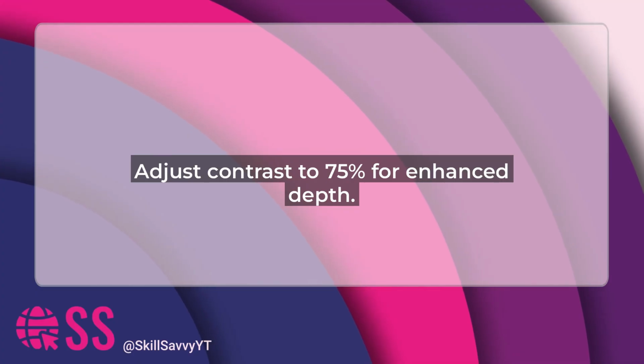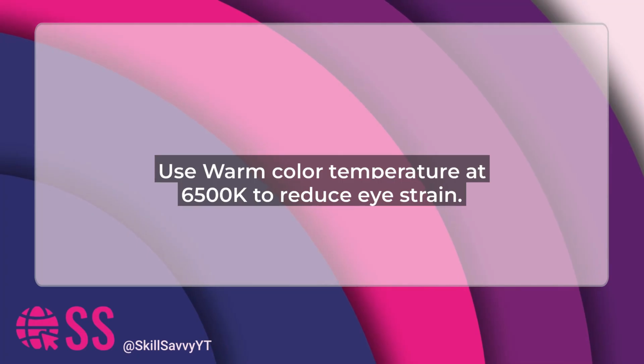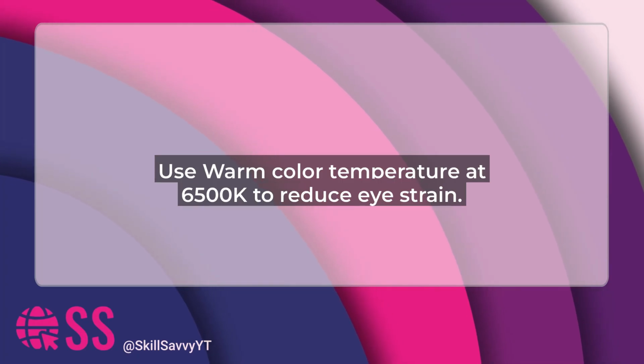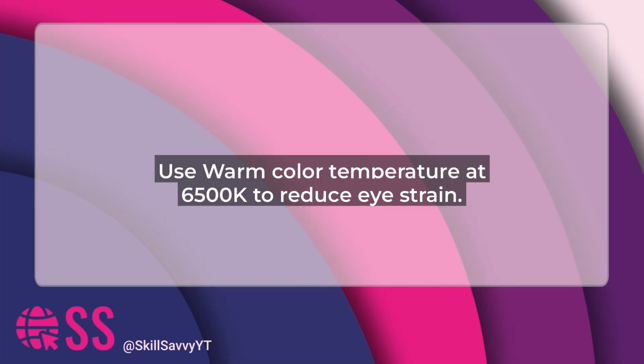Starting with the basics, set your brightness to around 50%. This strikes a balance between vibrant visuals and eye comfort, especially in well-lit rooms. Next, bump up the contrast to 75%. This enhances depth in colors without washing out details, making games and movies pop.